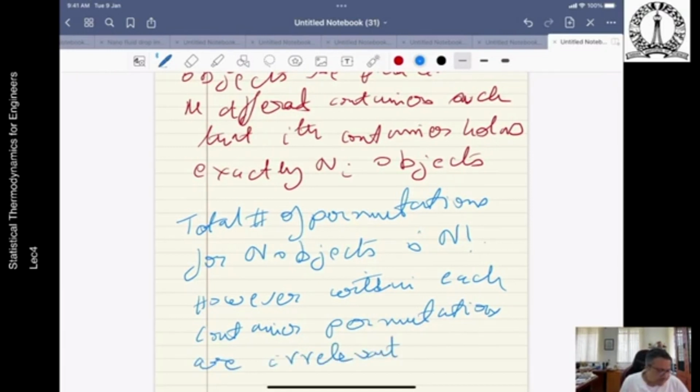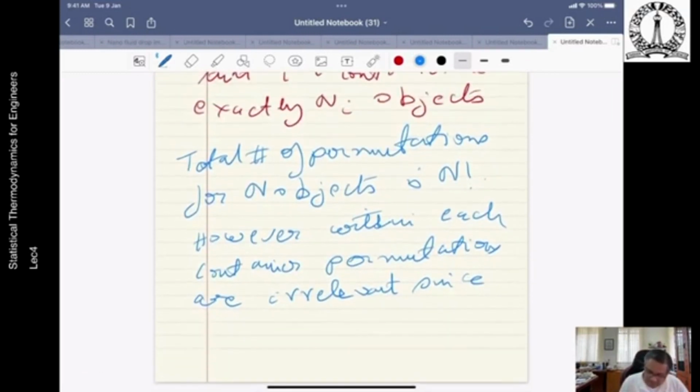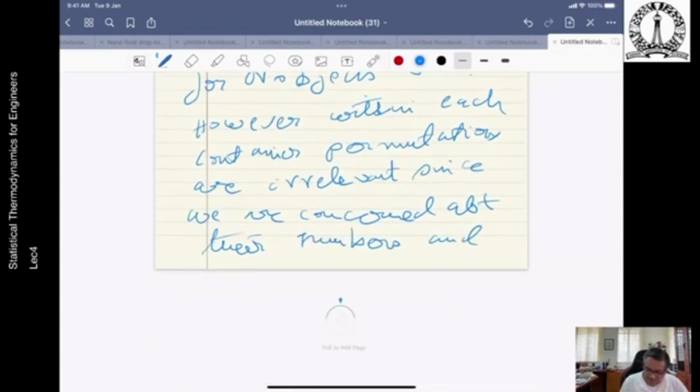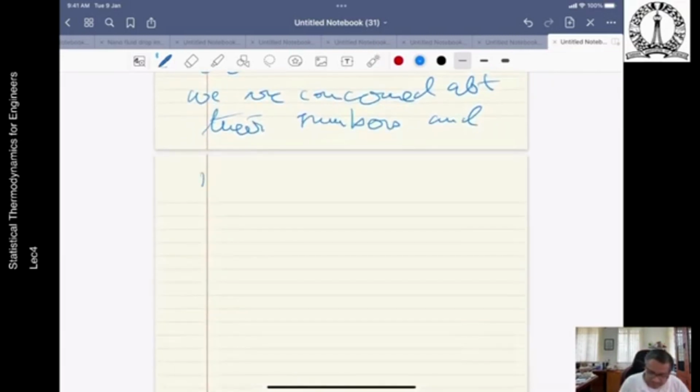Correct? As we are only concerned with their number rather than their identity. Since we are concerned about their numbers, and not identity. Right? So we do not want to differentiate between Ram and Sham. We don't want to differentiate like that. We just are concerned about the number, right?